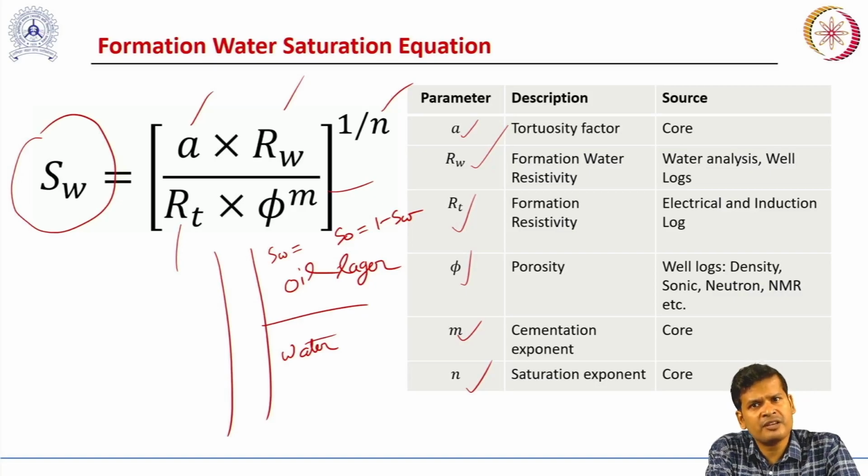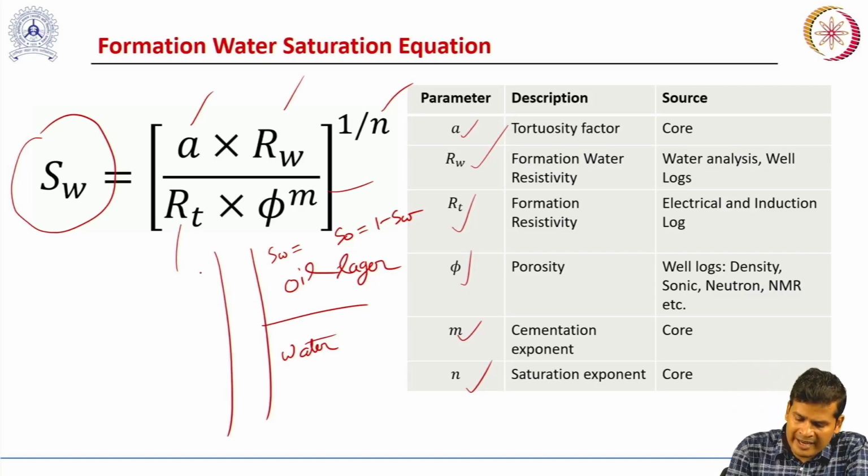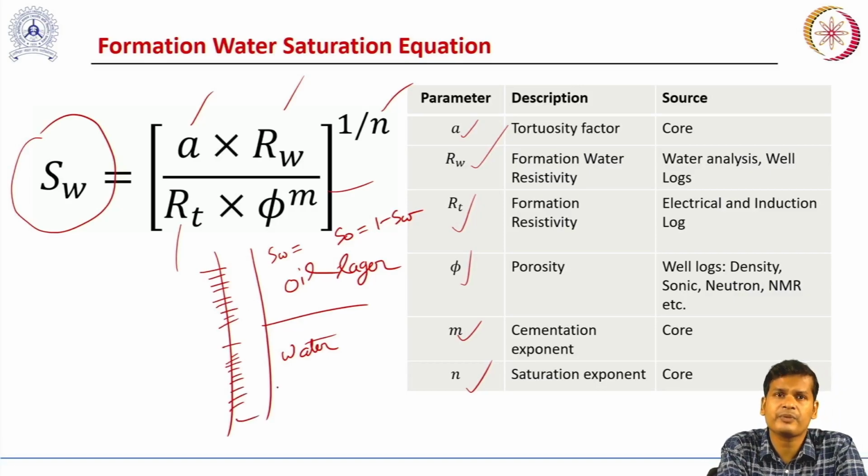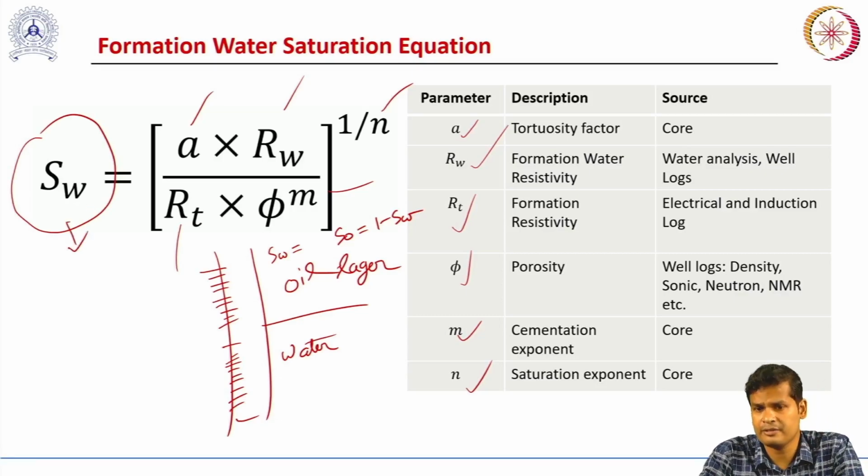In conventional interpretation, you can apply the equation at each depth, each point individually, and try to calculate the value of Sw. For that, what do you need? You need the value of Rw, Rt, phi, a, m and n at all these points. Sometimes not all of the parameters may be known to you and you might need to estimate some parameters. So the Archie equation can only be applied if you have all these parameters.